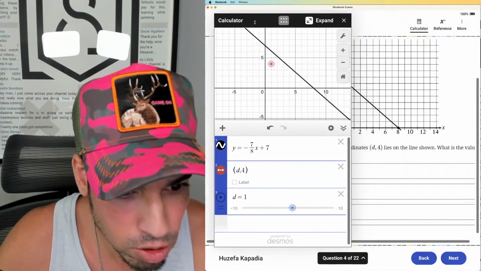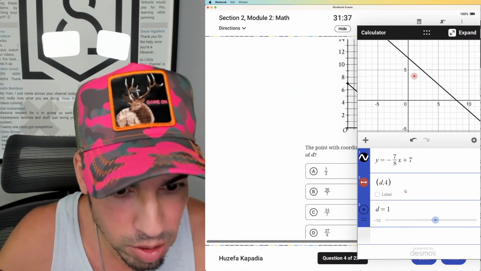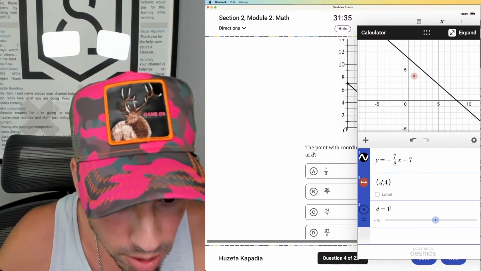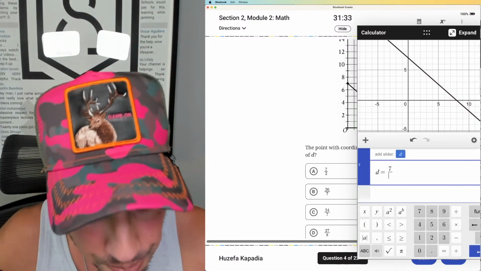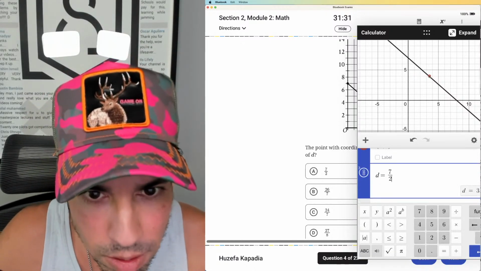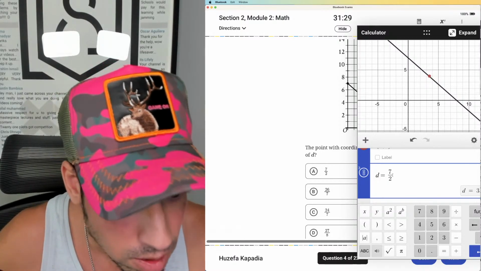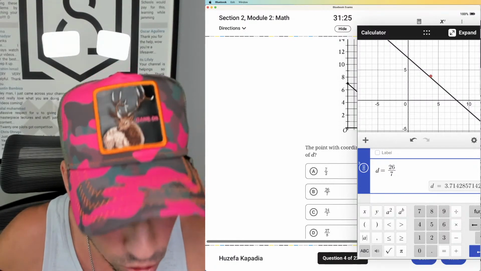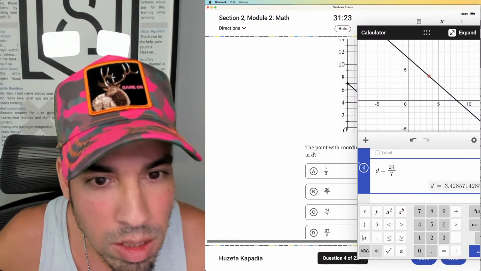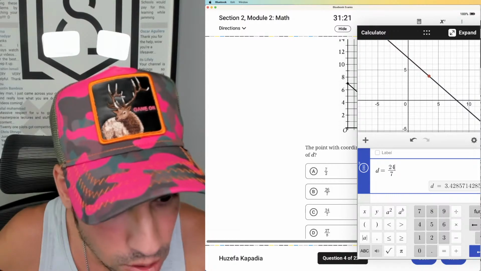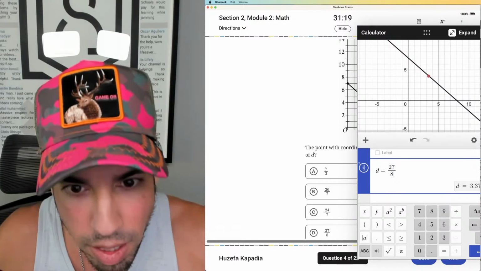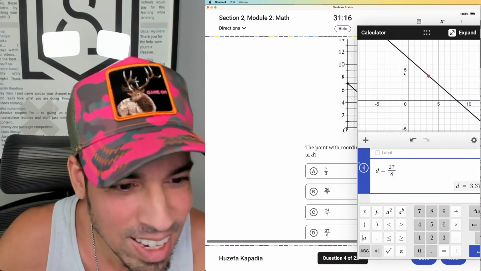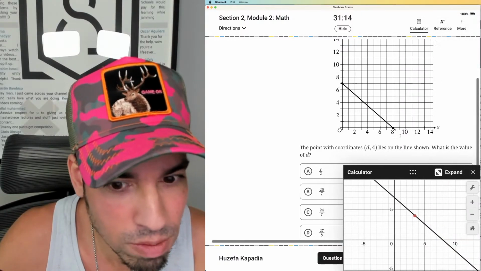So now let's use our slider. We just want the point to be on this line. Let's try 7/2 first. Wait, that's right. Okay, I think it's A. Let's try 26/7. That looks above it. Let's try 24/7. Oh, this is a little tougher because they're really close. 27/8. Which of the following is the value of d?